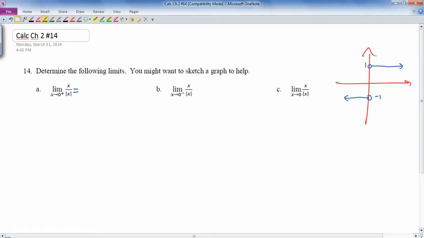As x goes to 0 from the right, that means as I'm coming this way, what's the y value close to? Well, it's close to 1. Right? And if I said, well, what's it close to as x gets close to 0 from the left, what does the function get close to? Well, that gets close to -1.